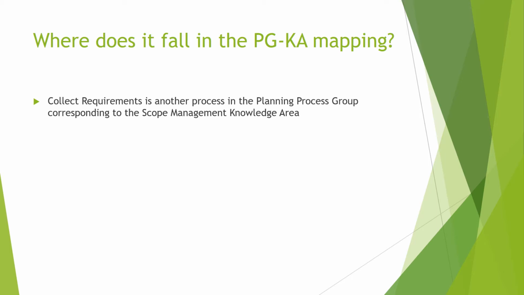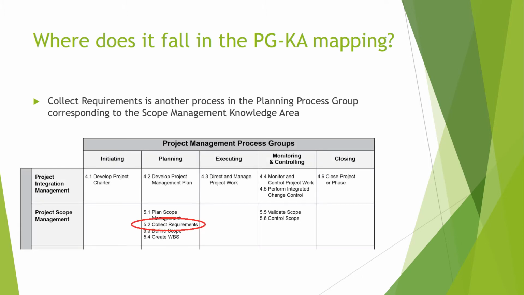There are 5 process groups. Just giving you a refresher: initiation, then planning, executing, monitoring and controlling, and closing. So there you have it. Like I mentioned, the 5 process groups, you can check that out: initiating, planning, executing, MNC, closing, and then project integration management. Project scope management is what we are talking about here. So like I mentioned earlier, and it's written in the line above, this is a process in the planning process group. So check out the planning process group and the scope management knowledge area. If you see, it's encircled in red. This is the collect requirements process.